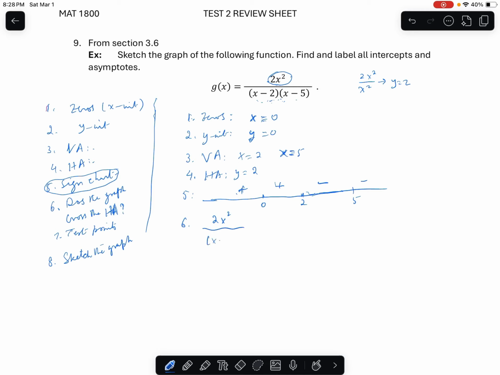Okay, I'll multiply it out, because that's what we need to do at this step. So x squared minus 7x plus 10, that is what I get at the bottom, and we set it equal to the horizontal asymptote, which in this case is 2. And now I try to solve this.